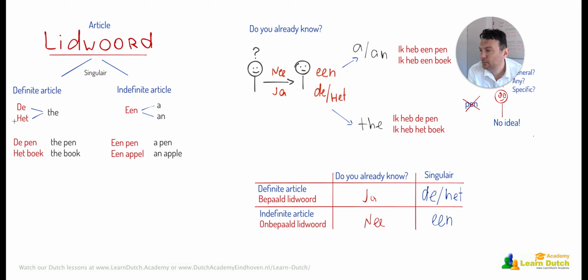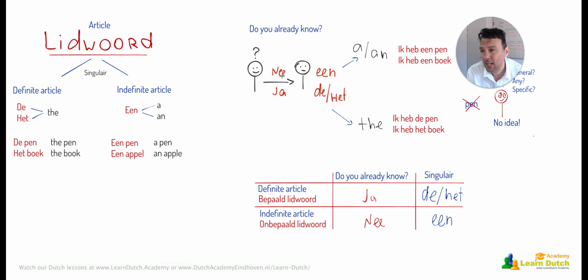De and het are definite articles. Example: de pen, het boek. And een is an indefinite article. Een pen, een appel. So how are you going to use these articles? Please remember, you are the manager of your conversation. When you're going to speak to a Dutch person, before you say something, ask yourself: does he know what I'm going to talk about? Do you already know what I'm going to talk about?